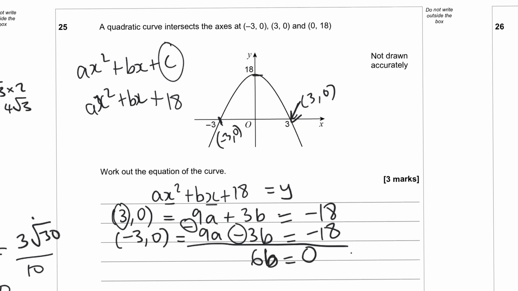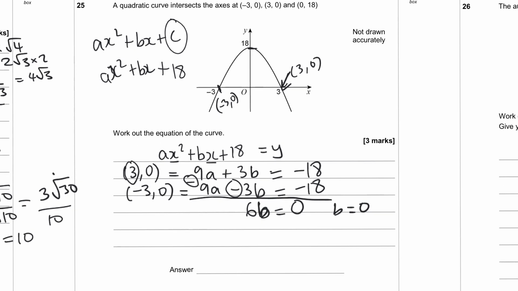So essentially, b is equal to 0. And so if b is equal to 0, we can work out what a is. If we look at the first one, 9a plus 3b is equal to minus 18, and we know b is equal to 0, so cancel that out and we've got 9a is equal to minus 18. If we rearrange that, minus 18 divided by 9, we're left with an answer of minus 2. So a is equal to minus 2.